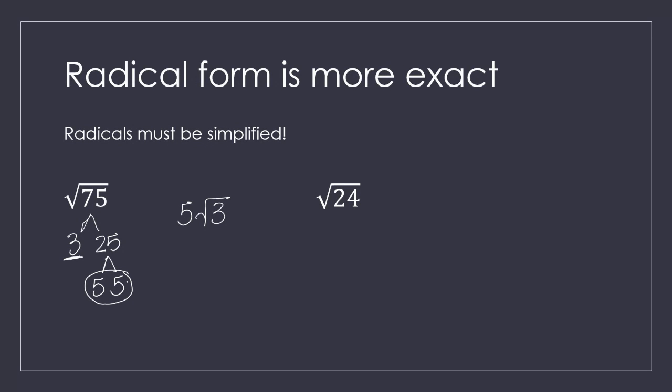Notice when I'm simplifying, I'm only looking at the ends of the tree. I'm not looking at any of the branches. That 25 doesn't matter because it's a branch. We only look at the ends, or the roots, if you will, of the radical.